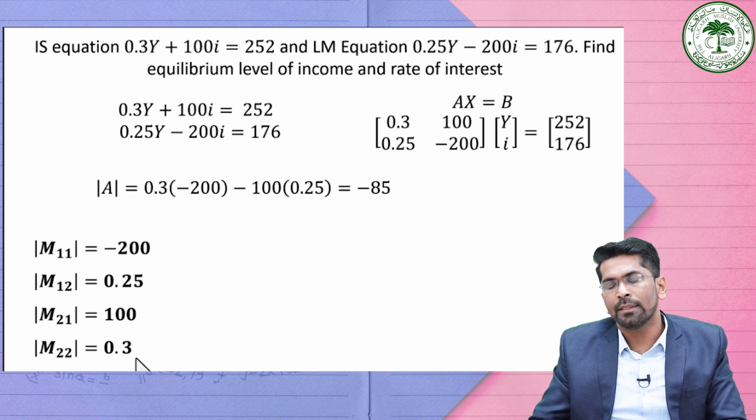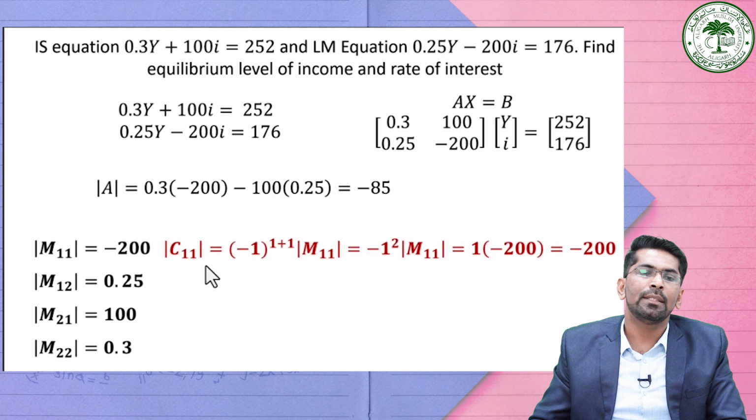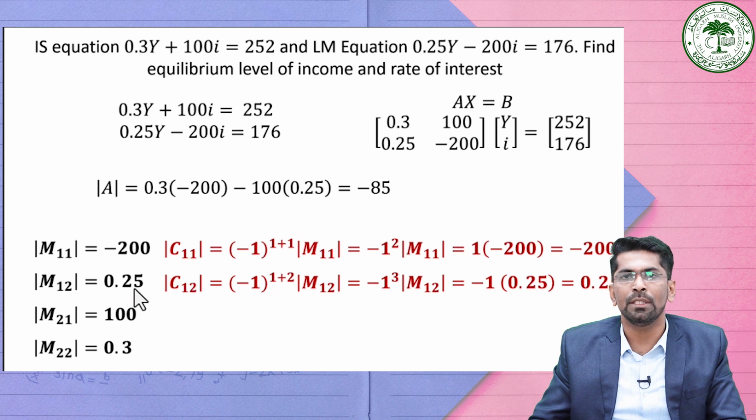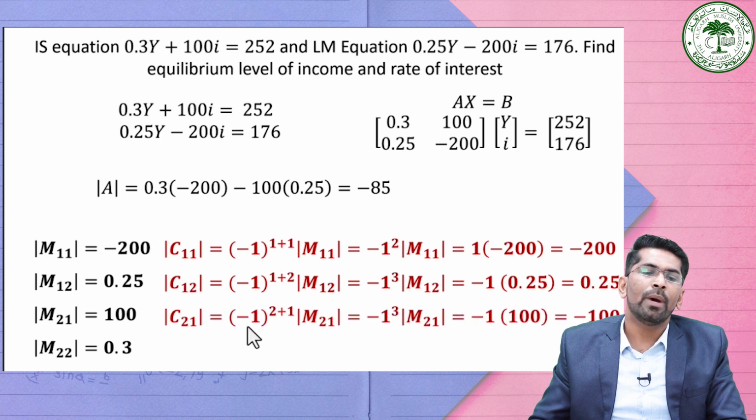After finding the minors, the next step is to find the cofactors for each and every element. The cofactor C11 is equal to minus 1 raised to the power 1 plus 1 into the minor, which is minus 200 here. So minus 1 squared is equal to 1, into minus 200, which is equal to minus 200. Similarly, the second cofactor, C12, is equal to minus 1 raised to the power 1 plus 2 into the second minor, which is 0.25. So minus 1 cubed is minus 1, into 0.25, which comes out as minus 0.25. The third cofactor, C21, is minus 1 raised to the power 2 plus 1 into the third minor, which is 100.